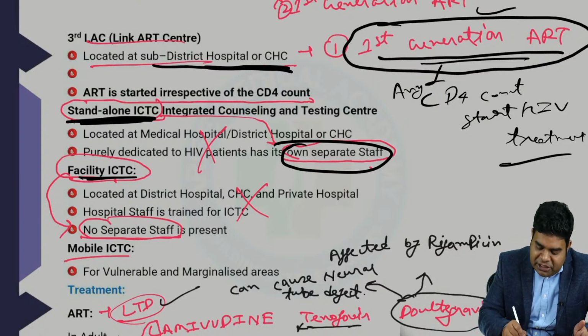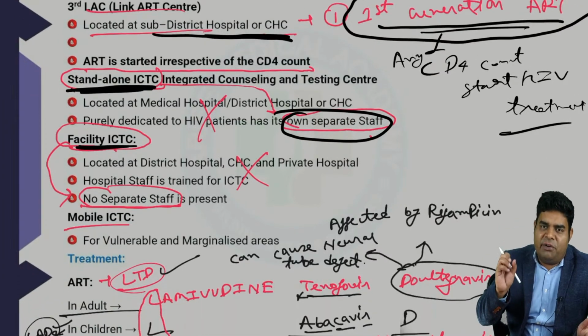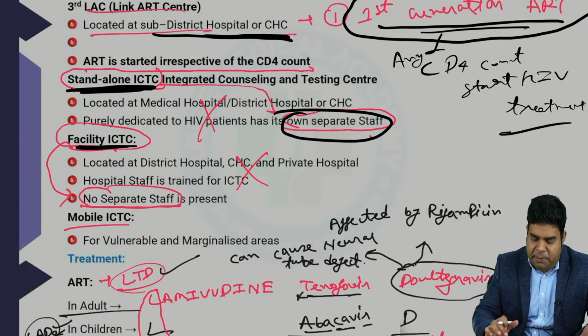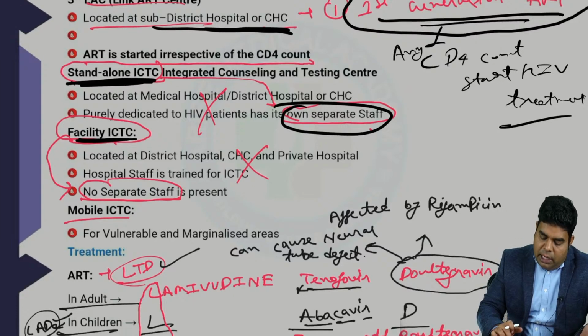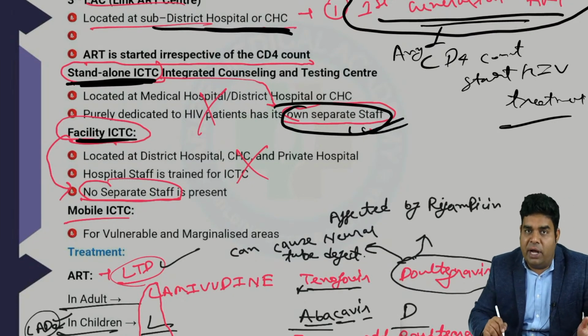Then facility ICTC, facility counseling and testing center, they will not have separate staff. They will have integrated staff. And mobile ICTC, there will be a van going. And of course, there will be no separate staff for that. Okay. And this is for vulnerable, marginalized areas. So separate staff for testing is there in standalone ICTC.